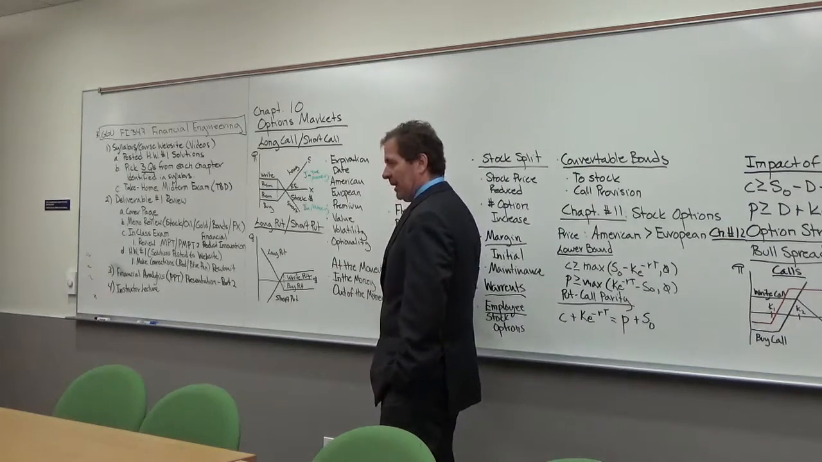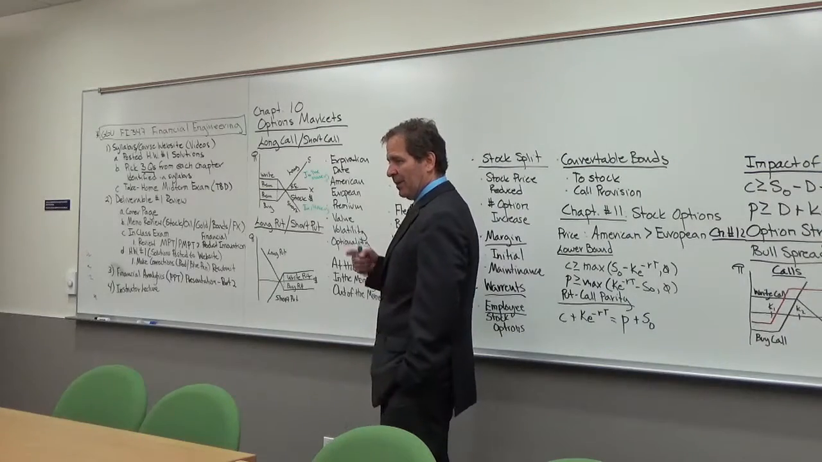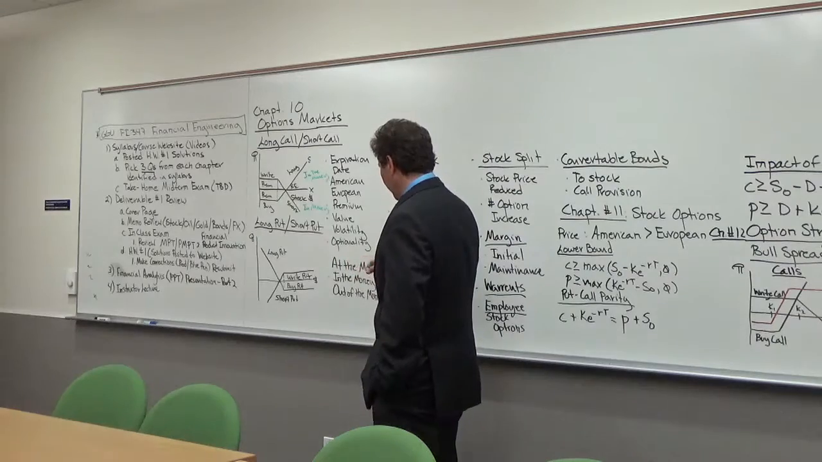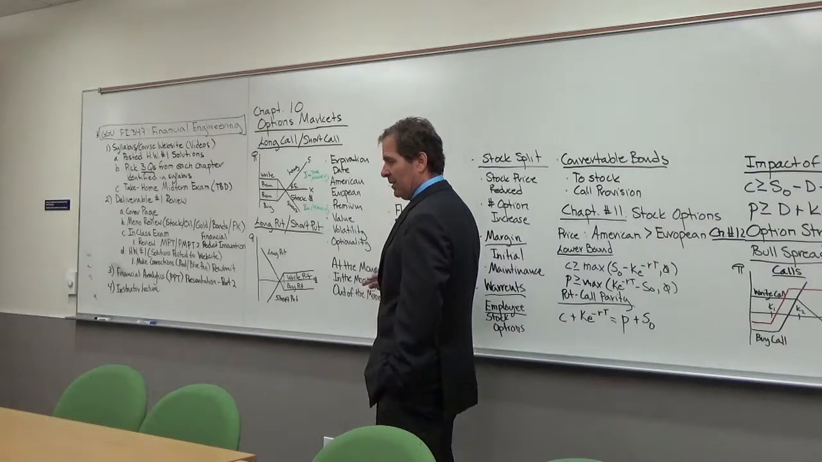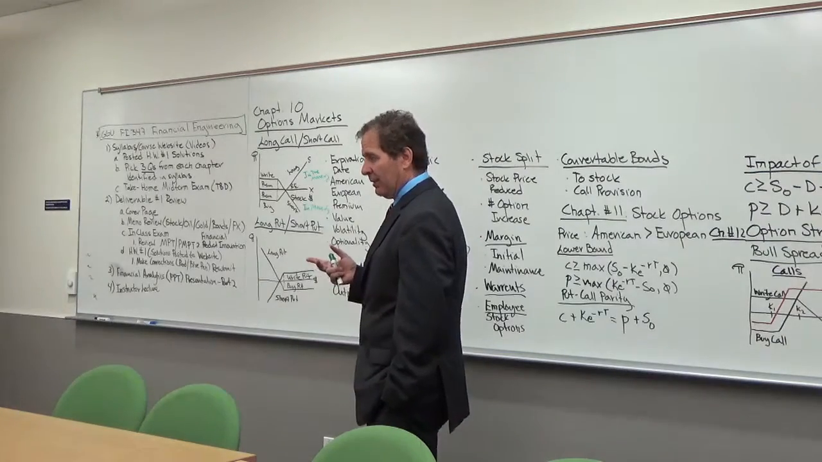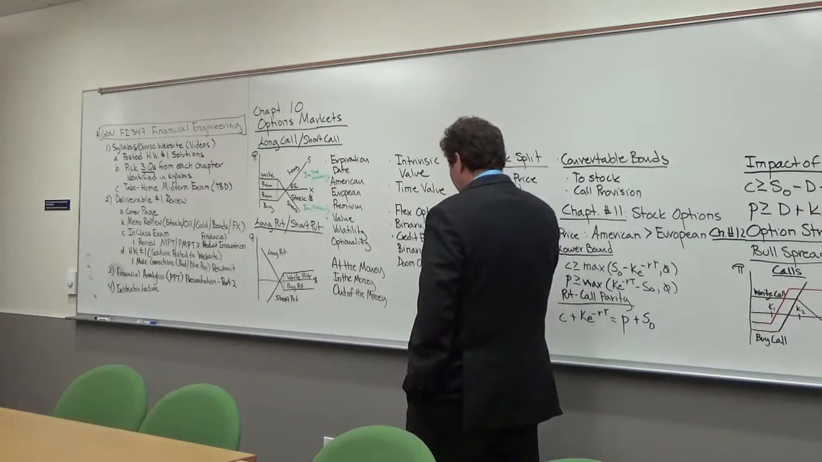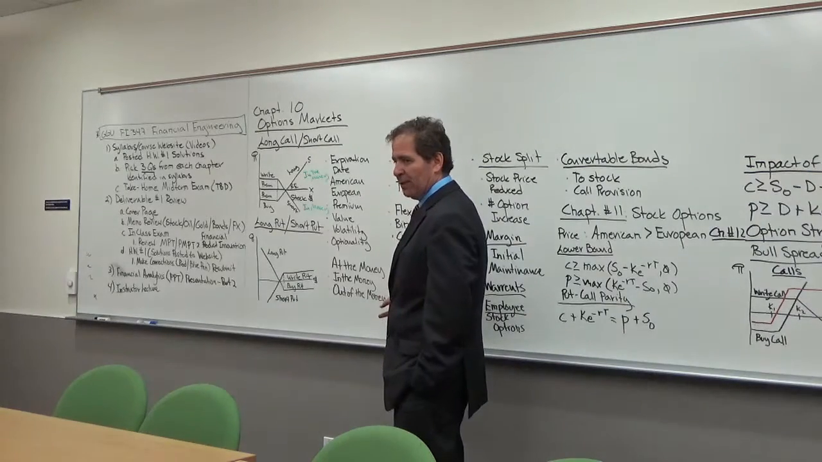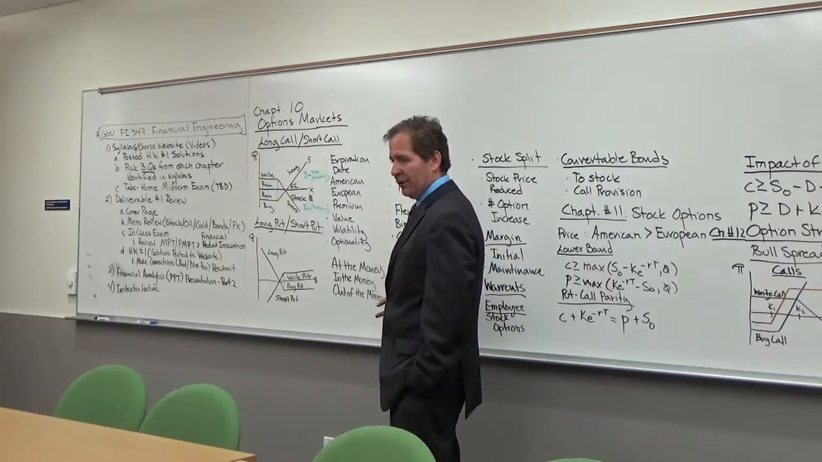You can be at the money, which basically means that the price has moved enough to reach break even. You can be in the money, which means that the price has moved beyond the exercise price. So now you're in the money. And out of the money is the price hasn't moved enough to reach break even. So you're still basically underwater on your trades.